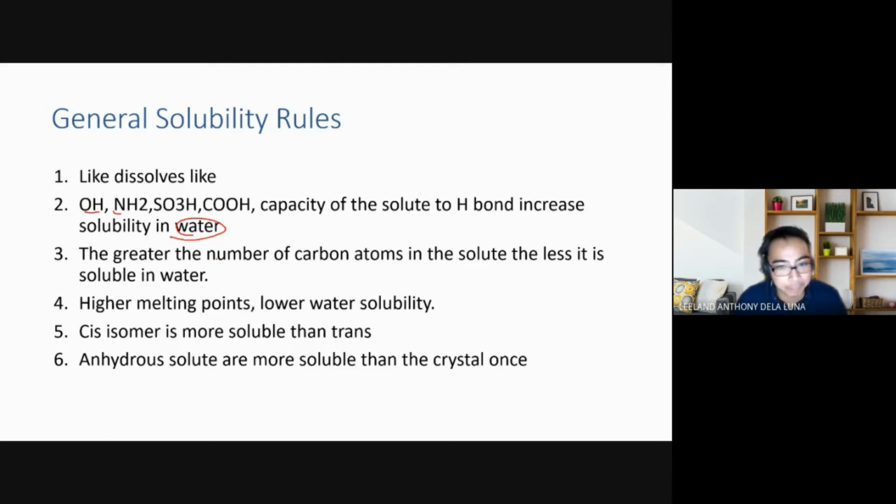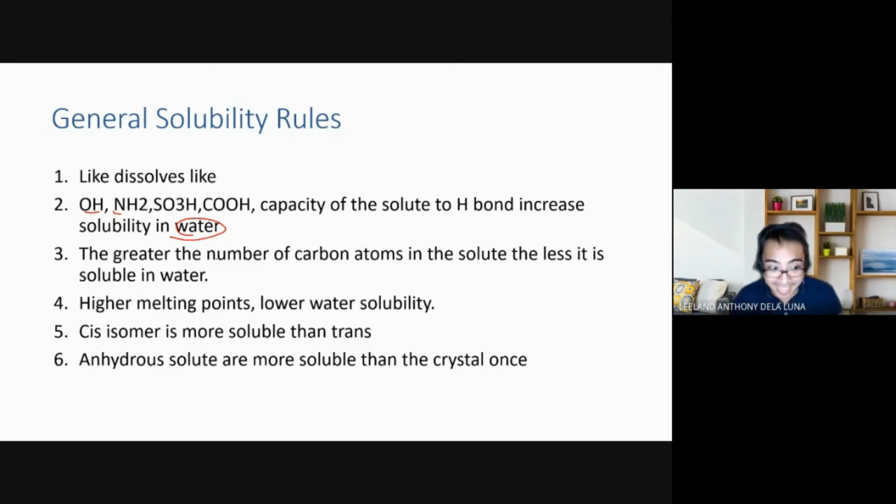Solutes with higher melting points tend to have lower water solubility. Kaya nga class, yung mga ionic compounds, which have higher melting points, mahihirapan sila in terms of water solubility nila. Although ions can dissolve in water, pero lalo na pag talagang isang crystalline slab yan, which is like rock salt, matatagalan bago matunaw yun sa tubig.